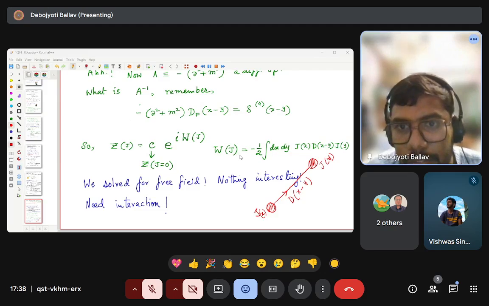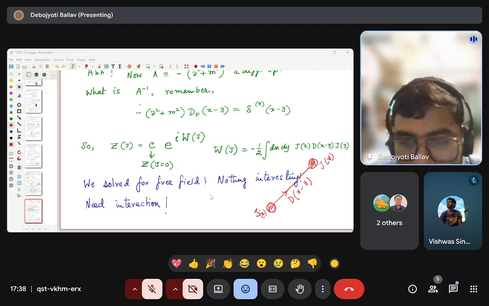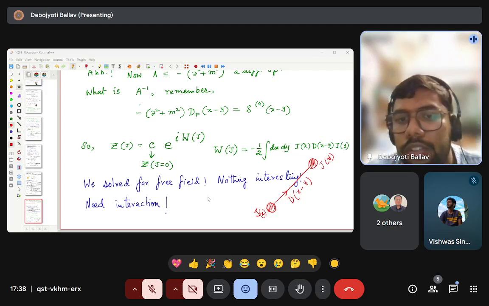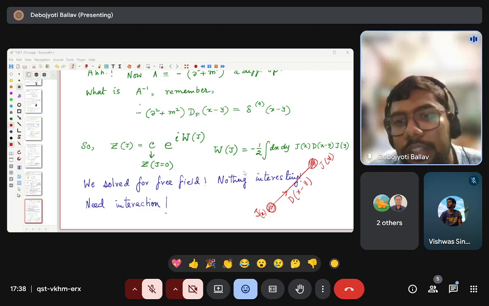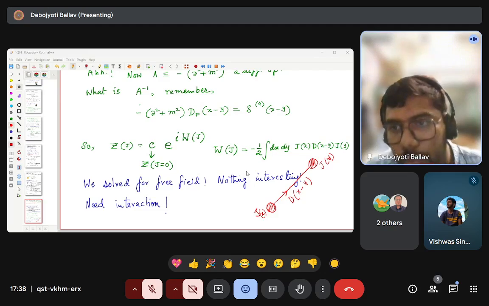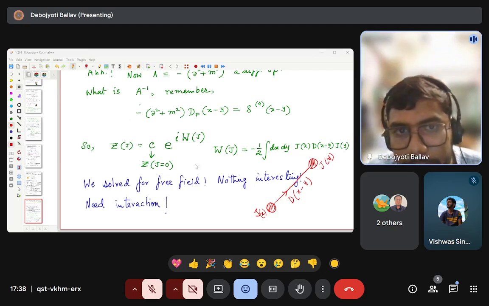This is an absolutely physical process, and these j's are the source of the particles. They create particles or annihilate particles. So you have a source, then you have a propagation of the particles by D of x minus y, which is a propagator. This is called the Feynman propagator, and you have a sink, which is j of y, where this particle goes. This is how we interpret this integral in quantum field theory.